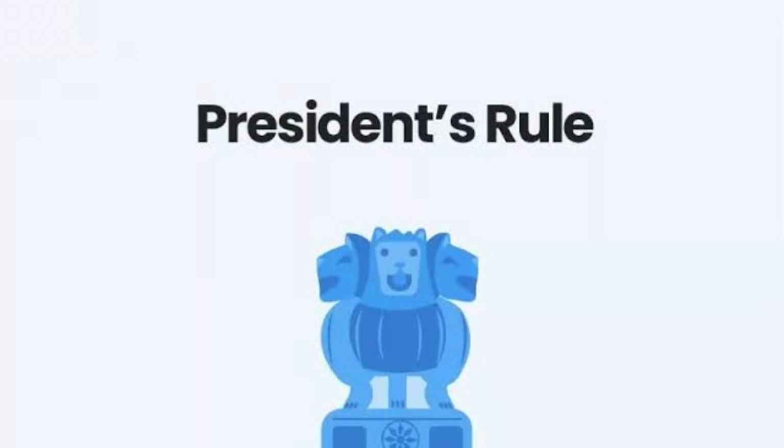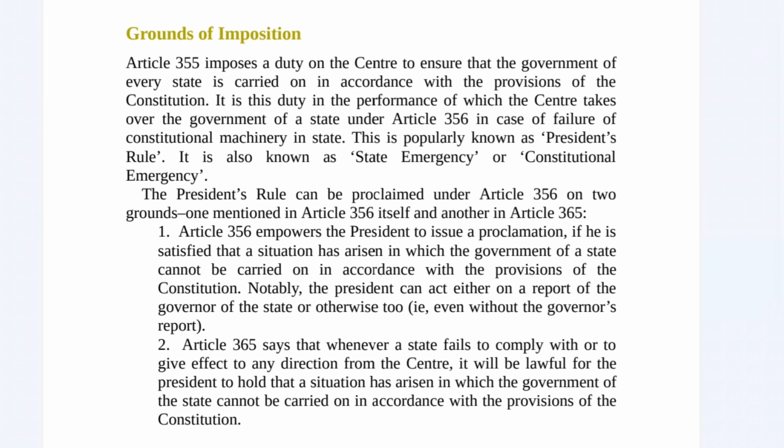In this video, let us discuss President's Rule. Article 355 of the Indian Constitution provides it shall be the duty of the Union to protect every state against external aggression and internal disturbance, and to ensure that the government of every state is carried on in accordance with the provisions of this Constitution.